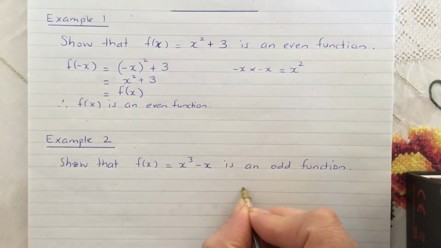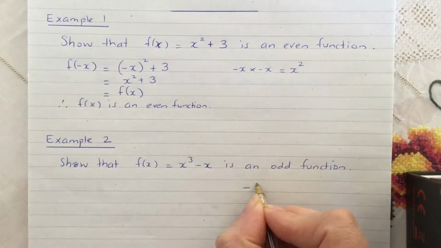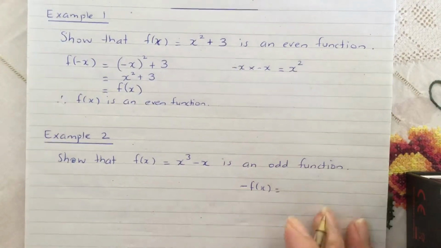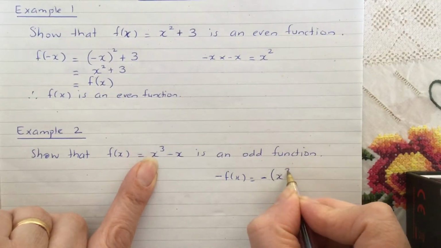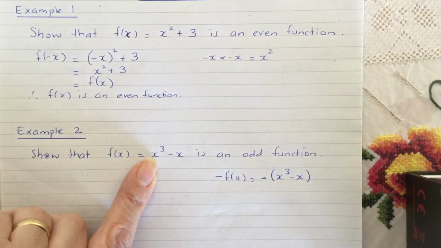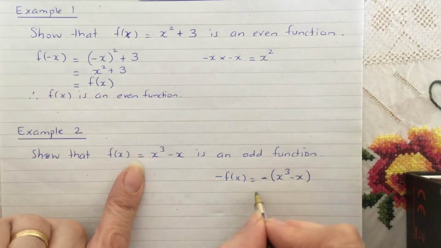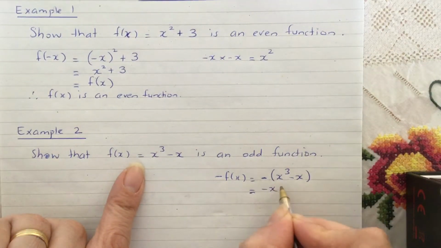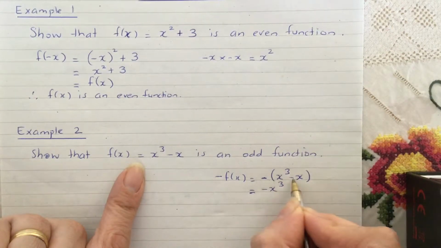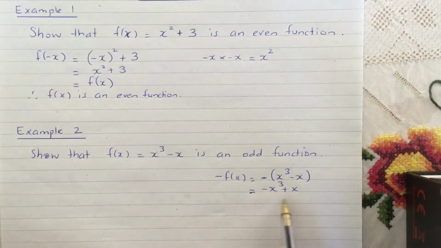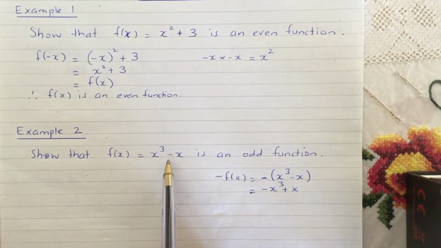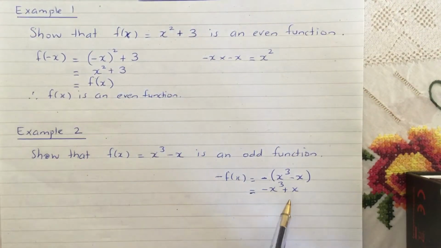Let me show you on the side here. Minus f of x happens to be minus, let's put brackets around the whole function, minus x cubed minus x, and then expand it. You should end up with minus x cubed plus x. So you should end up with this. If you end up with this, it's an odd function. If you end up with the original, it's an even function. If you end up with neither of these two, it's neither odd nor even.